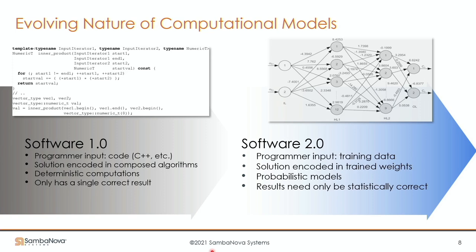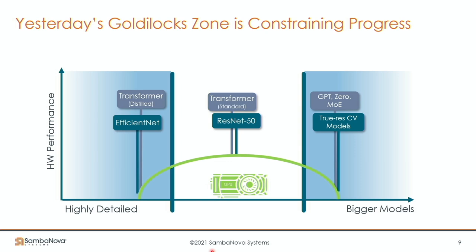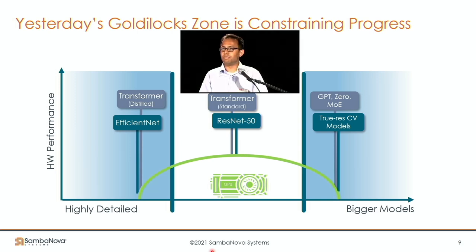One of the issues is, while the computation is suited for data flow, our current systems are really not suited for data flow. Because of this, there is effectively a Goldilocks zone, where your models can be neither too small nor too big. It has to be just right in terms of size in order to have high performance on current systems.